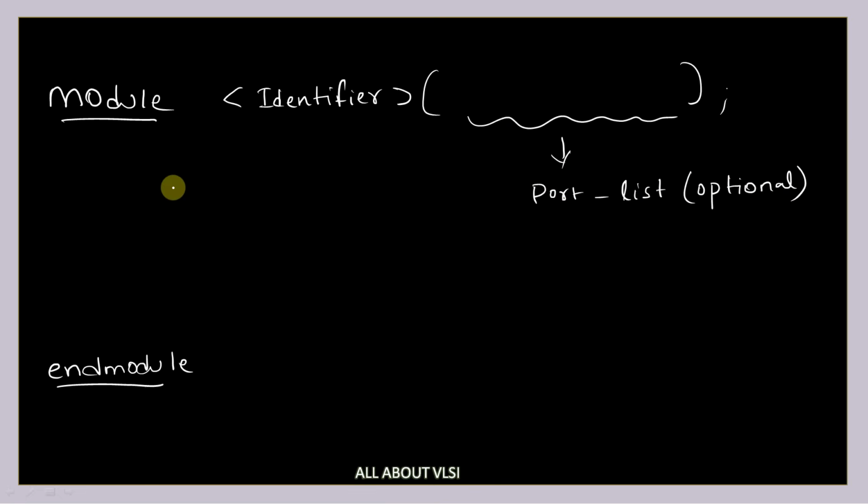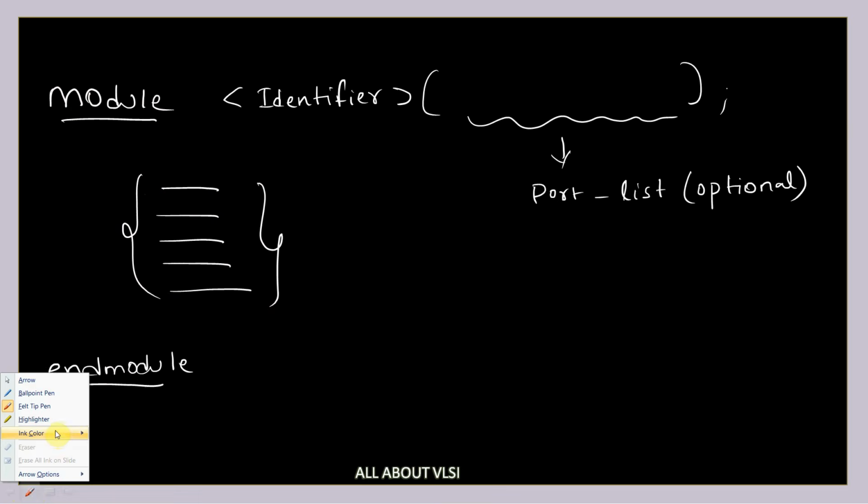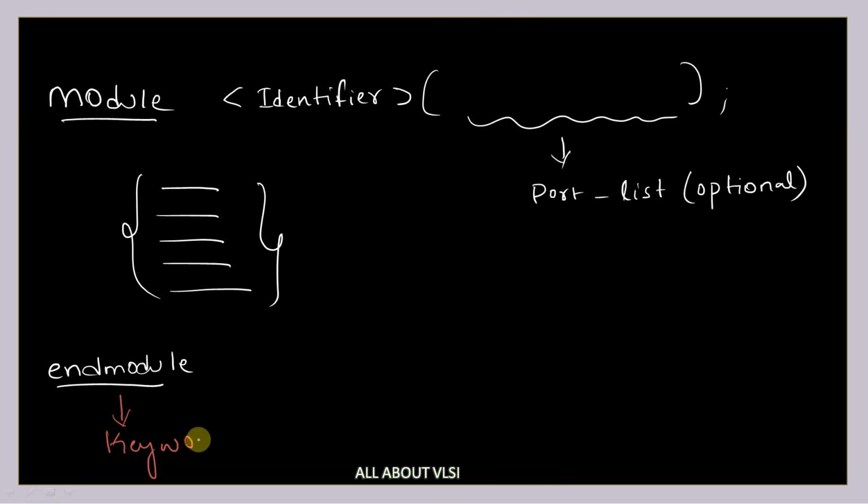The code you want to write can be written between module and endmodule. Module and endmodule are keywords, and they should be in small letters only, not in capital letters or a mix of capital and small letters. And there is no space between end and module. I stress this because a beginner learning this programming language commonly makes these mistakes by inserting a space between end and module or by mixing capital and small letters. We should be careful about these things.